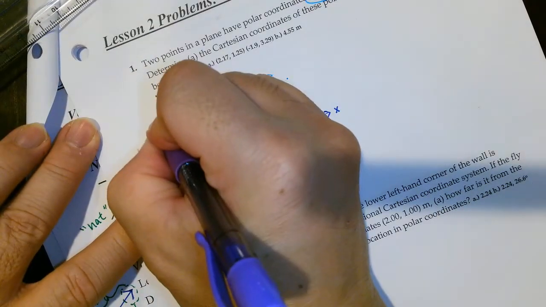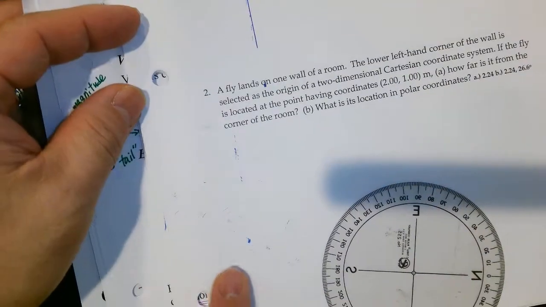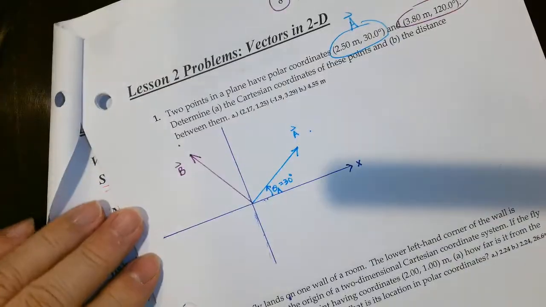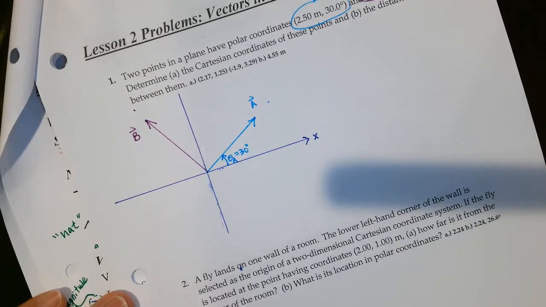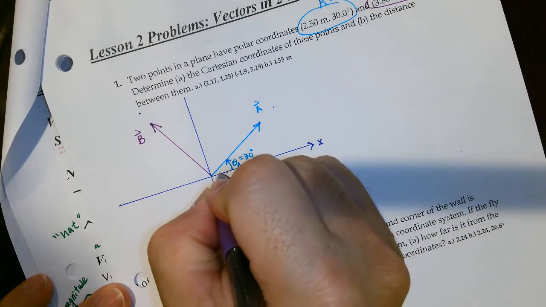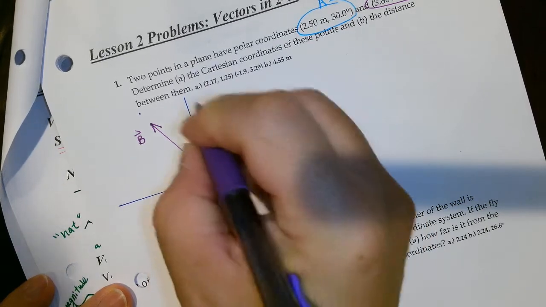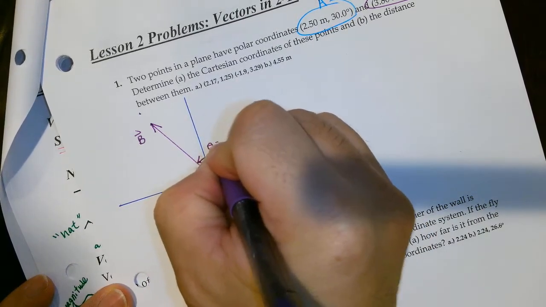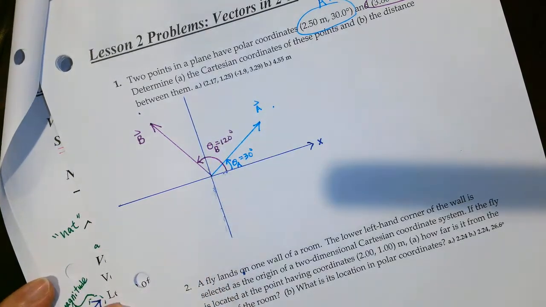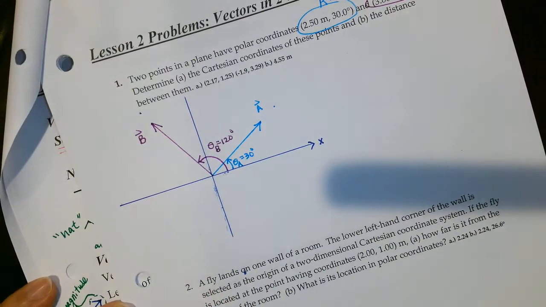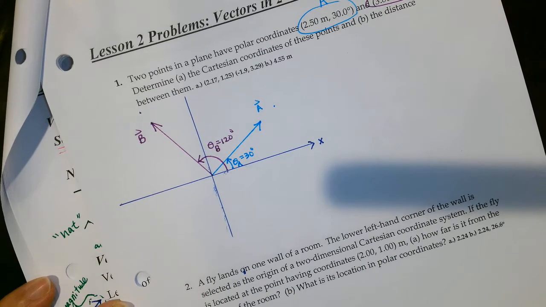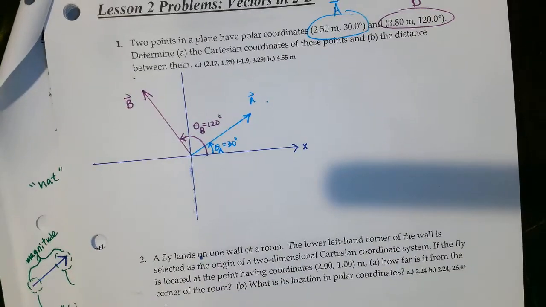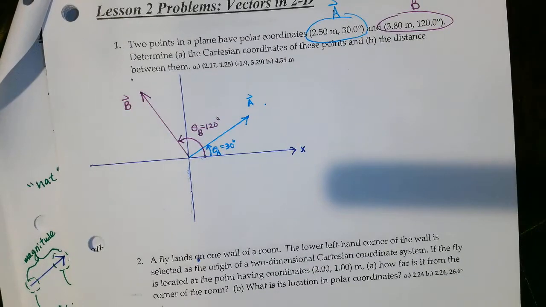Look at the mess I made. That's not going to come off. So this angle right here is your theta B, and that is 120 degrees. Hopefully that will help you set things up correctly, and you should be able to find and answer the rest of the questions. All right, so I'll stop the recording here.